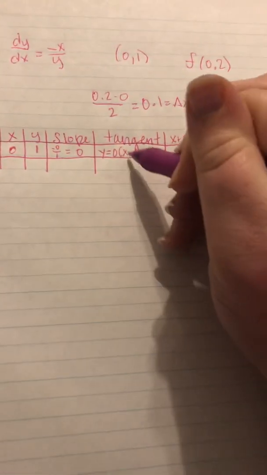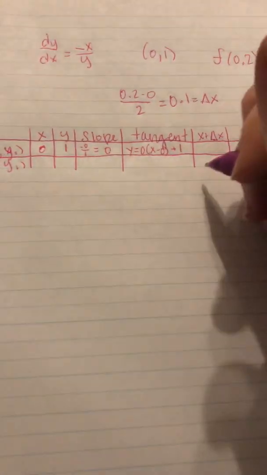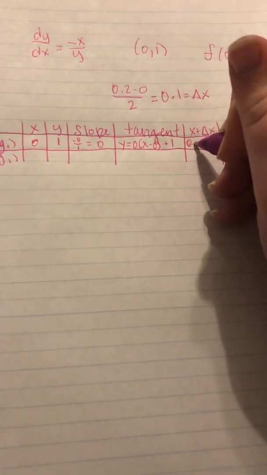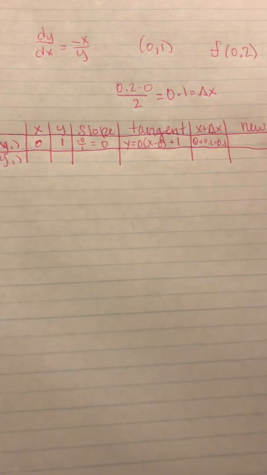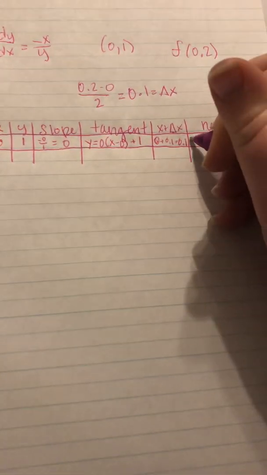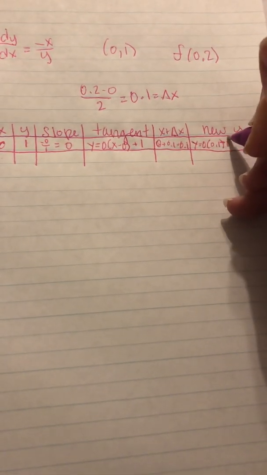Now we want to find our new y. In order to do that, we need to find out what x is, which will be the x of our next set of points. To do that, we're just going to take our original x and add our step of 0.1, so that means our new x is 0.1. So then we will plug that in. y equals 0 times (0.1 minus 0) plus 1, which is 0 plus 1 equals 1. So 1 will be our new y, and 0.1 is our new x.